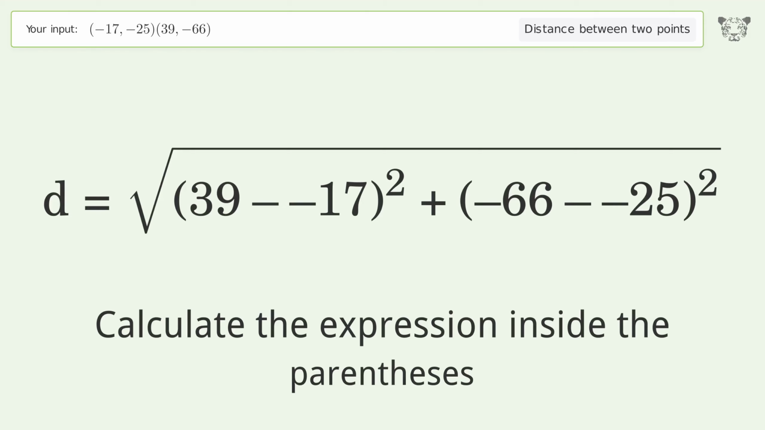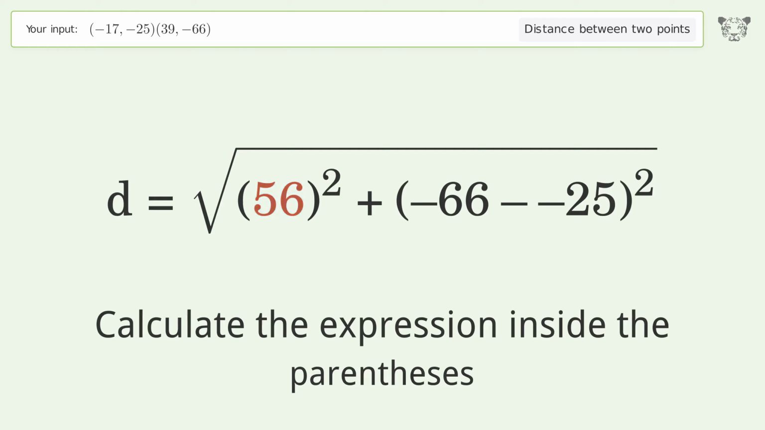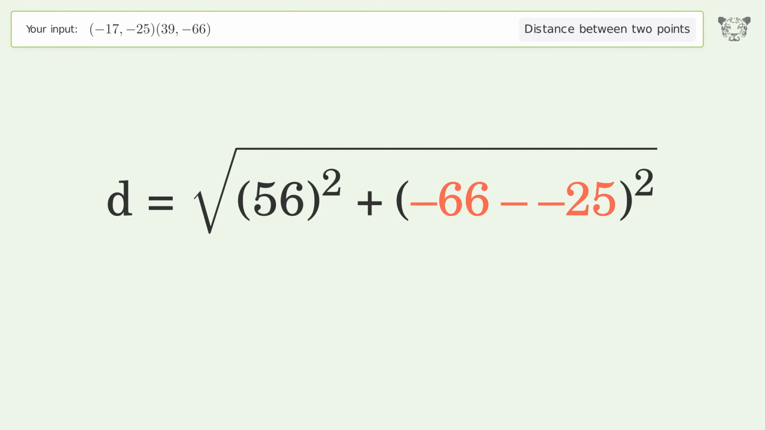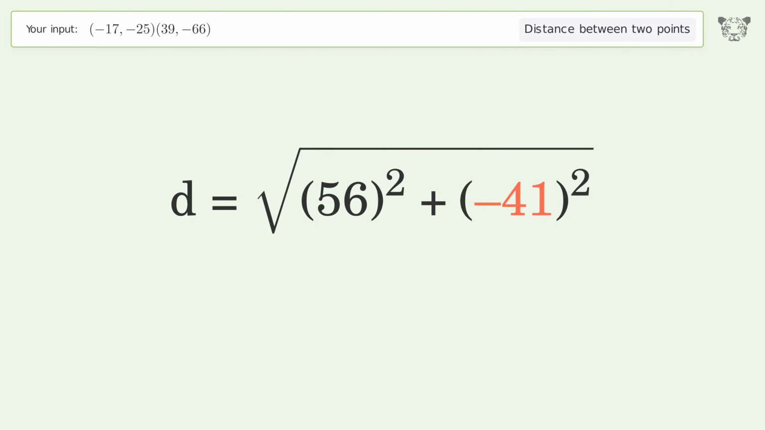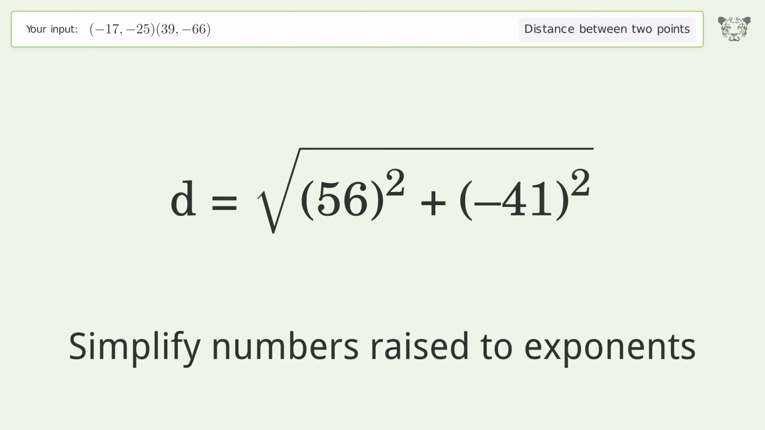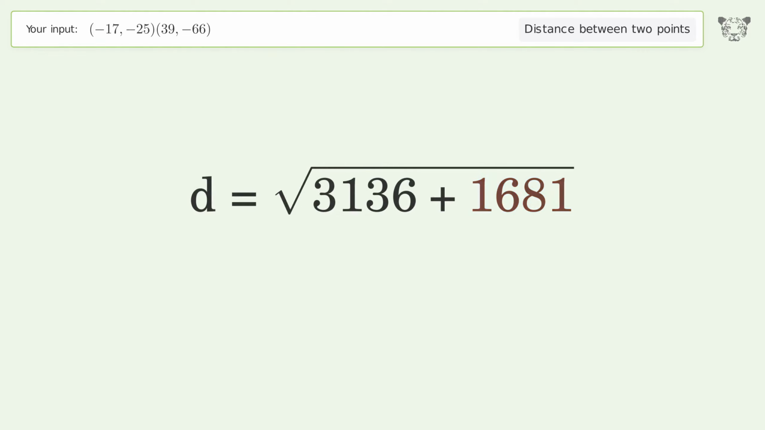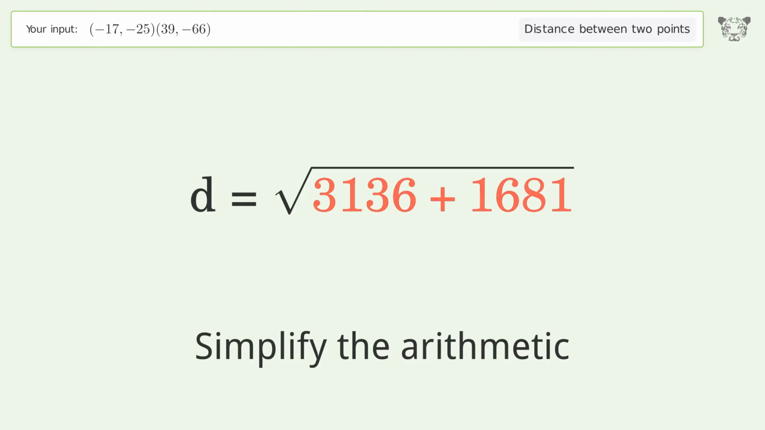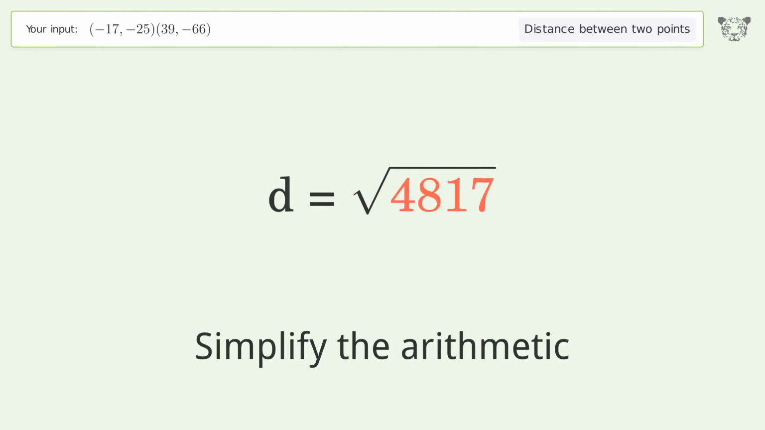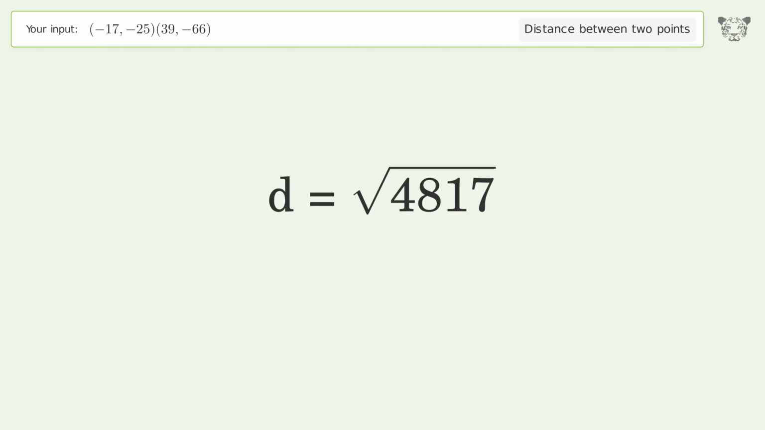Calculate the expression inside the parentheses. Simplify numbers raised to exponents. Simplify the arithmetic. And so the distance between the 2 points is the square root of 4,817, or 69.405.